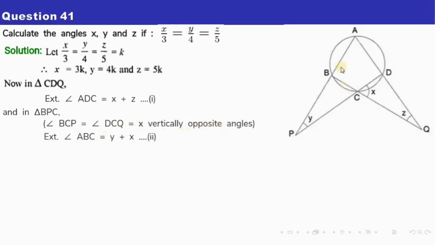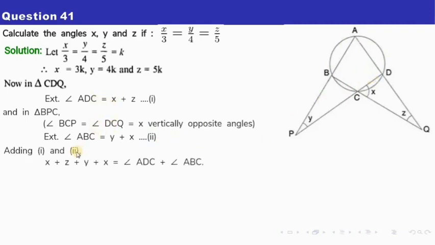So that's why I can say this exterior angle ABC will be the sum of this and this, that is y plus x. All right, let me call this equation 1 and this equation 2. Since this is a cyclic quadrilateral, the sum of this and this will be equal to 180 degrees. All right, so let me add these two.